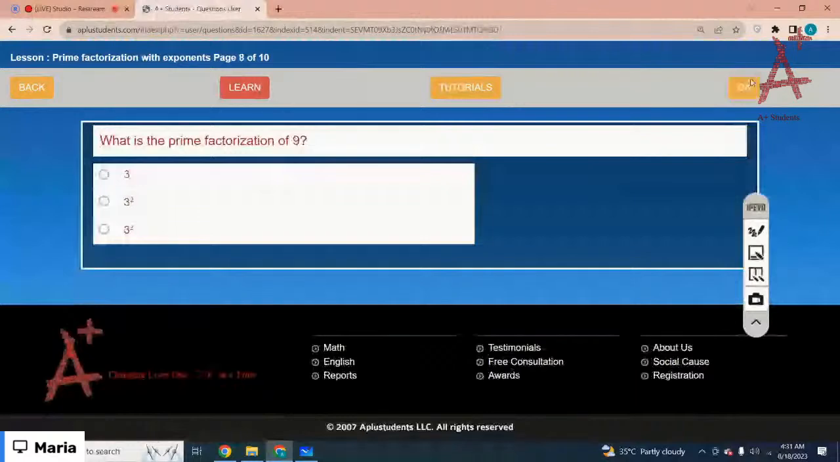What is the prime factorization of 9? Which is the correct option? Prime factors of 9 are 3 times 3, and you can write them as 3 square. The second option is the correct one.